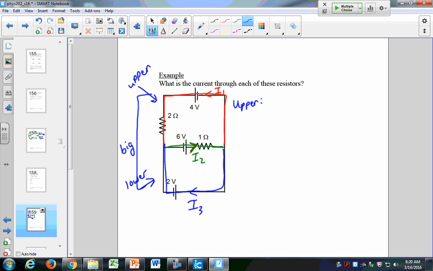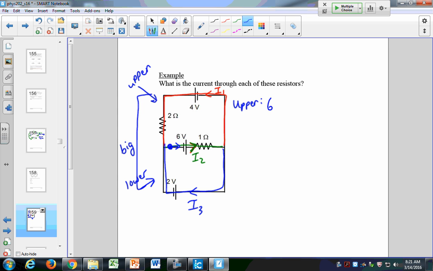I'm just going to pick a direction to move through the circuit. So I have to pick 2 directions. I have to pick the direction for the current, and I have to pick a direction to move through the circuit. I'm going to start right here, and I'm going to go in this direction. This is independent of your current direction. This is just, I'm going to go through the loop in this direction.